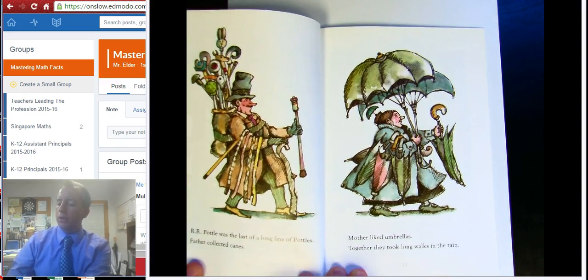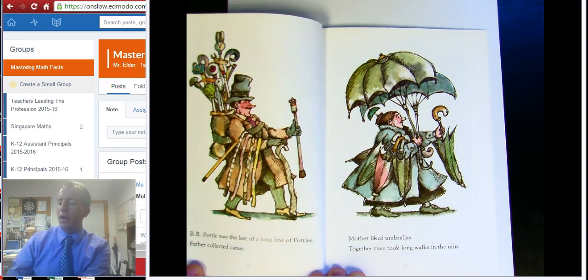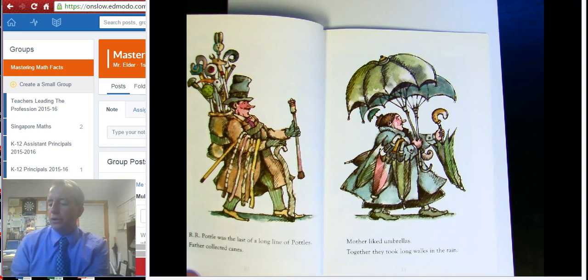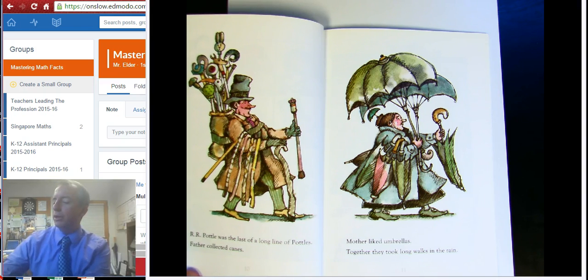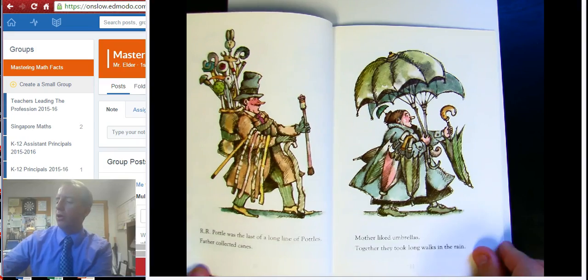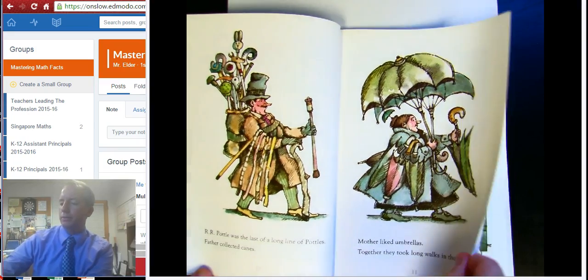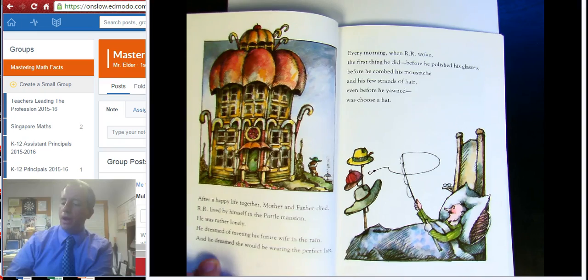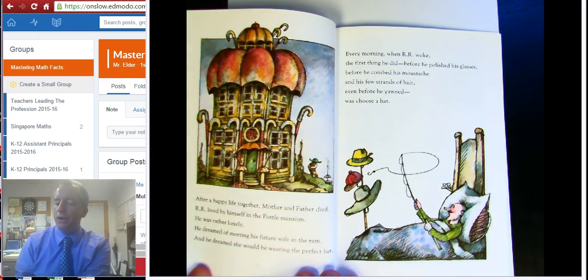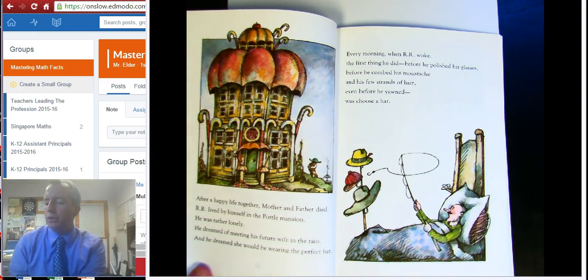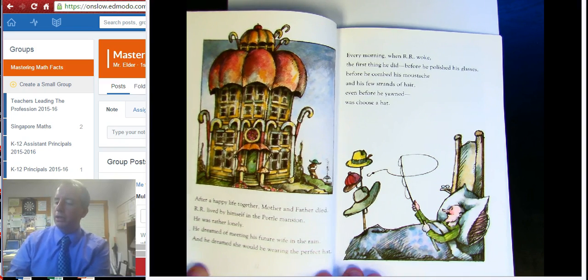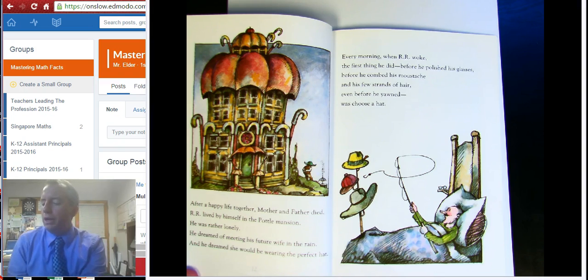R.R. Pottle was the last of a long line of Pottles. Father collected canes. Mother liked umbrellas, and together they took long walks in the rain. After a happy life together, Mother and Father died, and R.R. lived by himself in the Pottle mansion. He was rather lonely. He dreamed of meeting his future wife in the rain, and he dreamed she would be wearing the perfect hat.